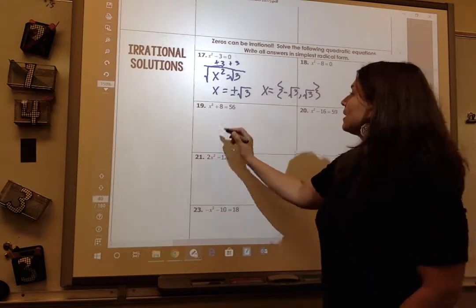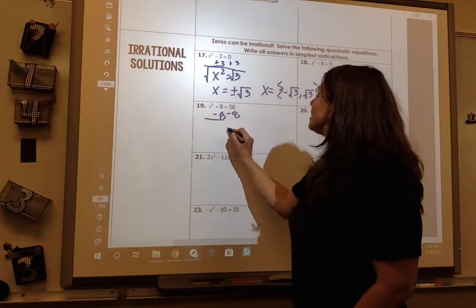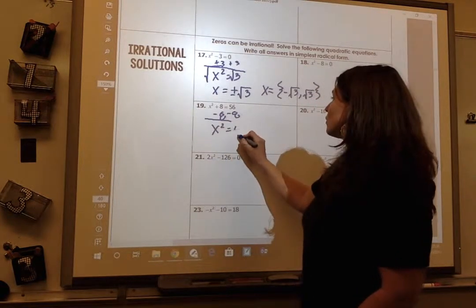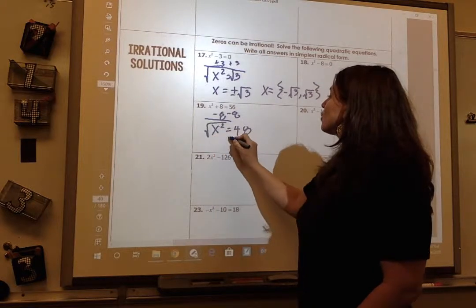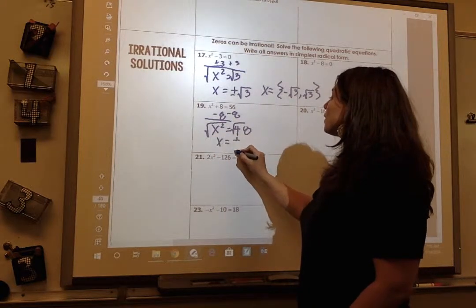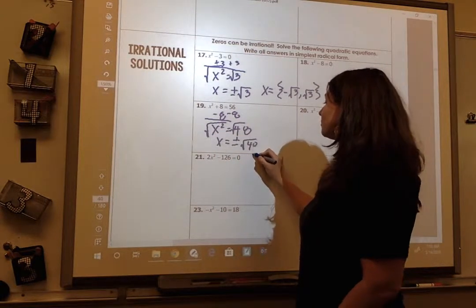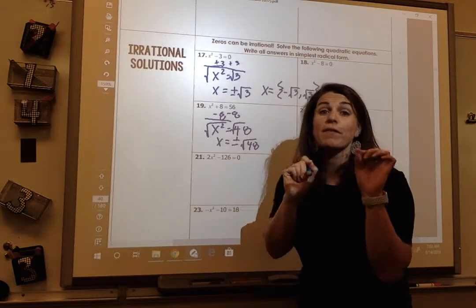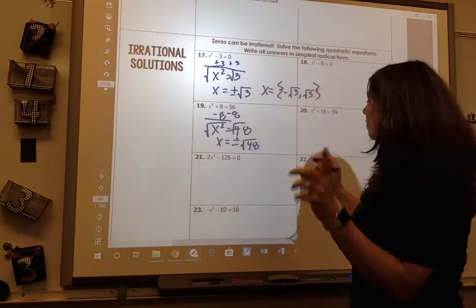Let's take a look at number 19. Subtract 8 on both sides. I get x squared equals 48. Take the square root. So x equals plus or minus the square root of 48. We are going to simplify this by radical form. So remember how we did that.